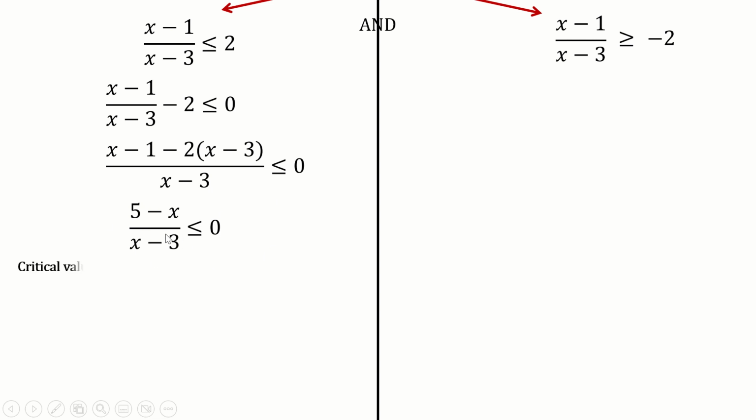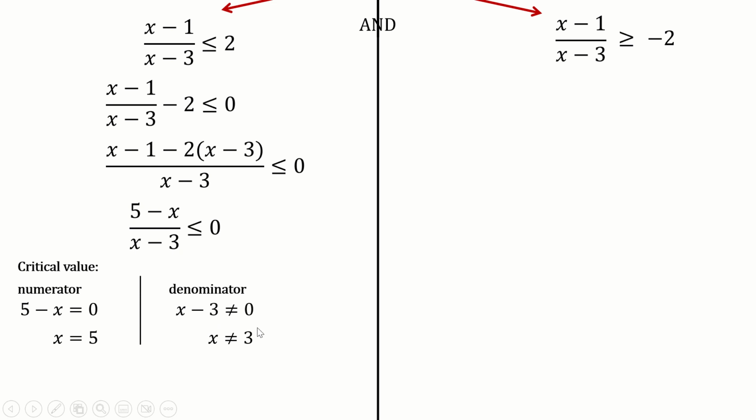So first we need to find the critical values. For the numerator, 5 minus x equals 0, because we have an equal sign here, so we let it equal 0. So we have x equals 5 for the numerator. And for the denominator, x minus 3, this must not equal 0, because if it equals 0 the fraction will be undefined. So we put not equal to 0, and then we simplify, we get x is not equal to 3. So we have two values here, which are 5 and 3.